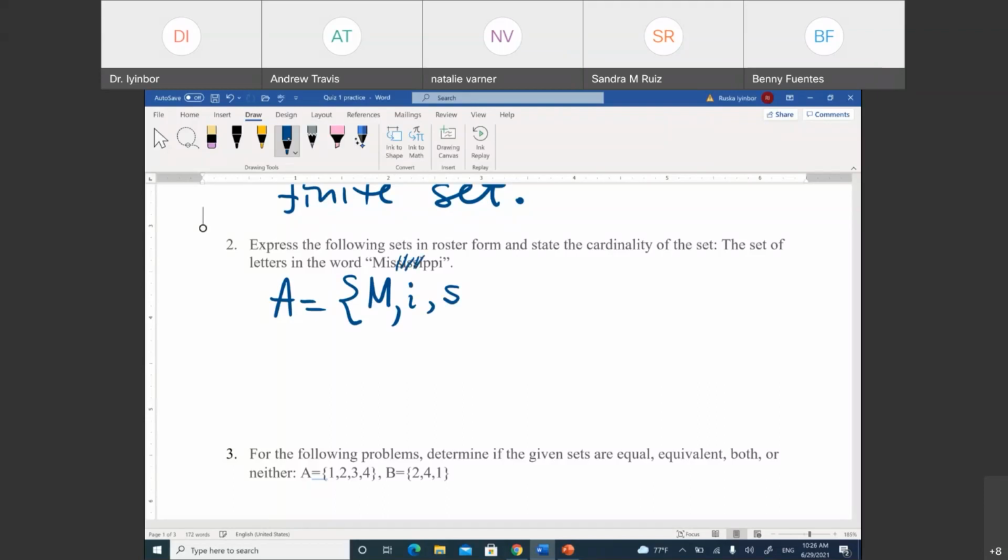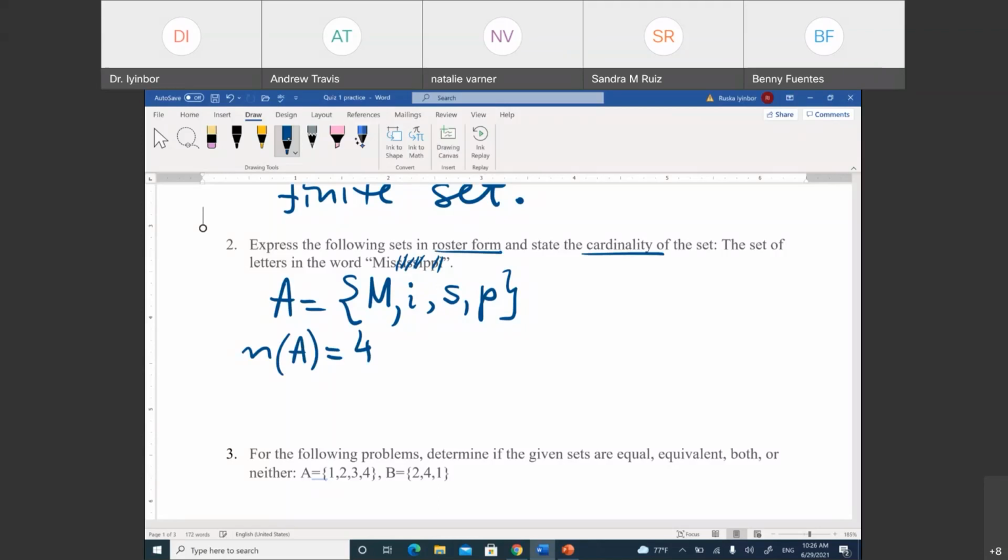P is the next one. Repeating. And that's it, right? So these are all the letters without repeating of the word Mississippi. So these are the letters you're going to use to write the word Mississippi. How many are there? Cardinality of the set A is what? 4. That's it. Now, that's all you want to do. They want you to express it in roster form and state the cardinality.